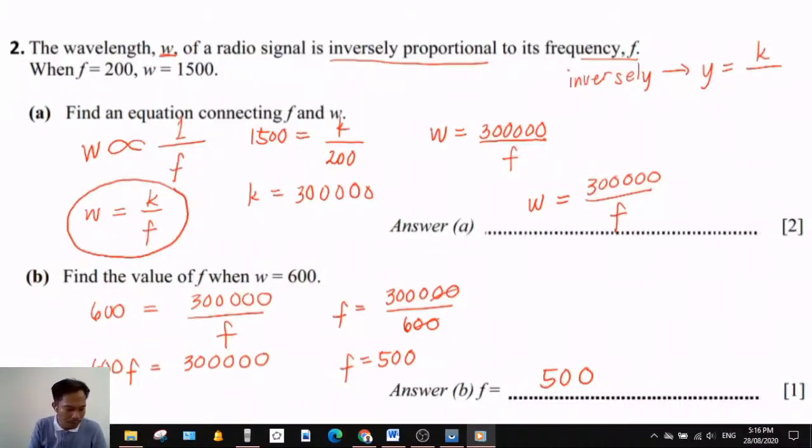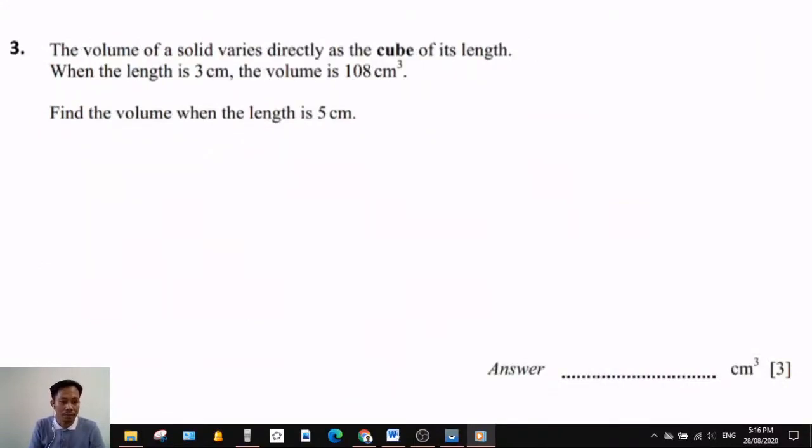Okay, next let's go to number 3. It will be a fast revision this time. The volume of a solid varies directly as the cube of its length. When the length is 3 centimeter, the volume is 108 centimeter cube. So we'll be using again direct proportion. Volume, let's say V, varies directly as the cube of its length. Take note of the word cube. Cube means you cube the length, so it will be L cube. Thus V is equivalent to K L cube.